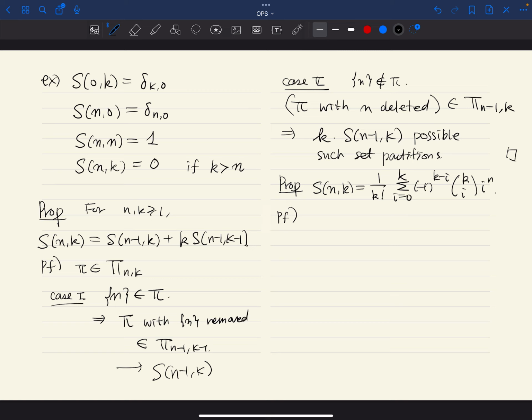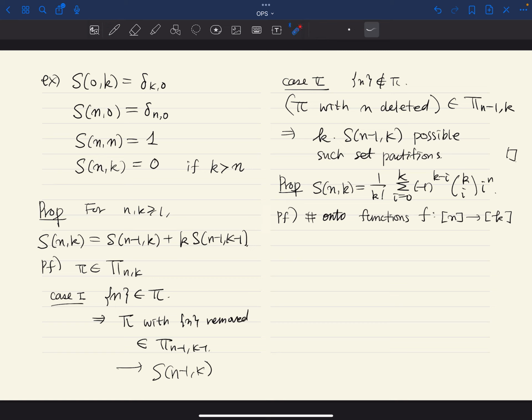There is a nice connection between set partitions, these Stirling numbers, and the number of functions. What is the number of all functions f from n to k? Sorry, onto functions. What is the number of onto functions? How can you compute the number of onto functions?